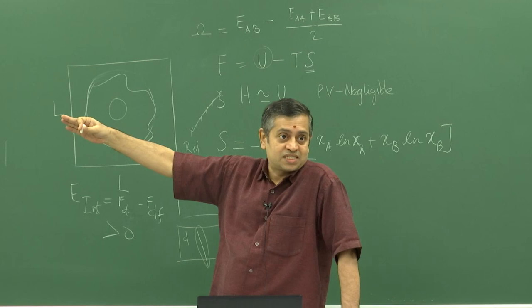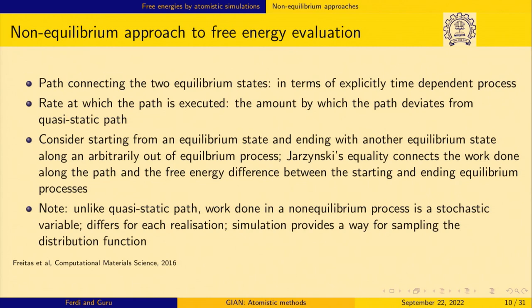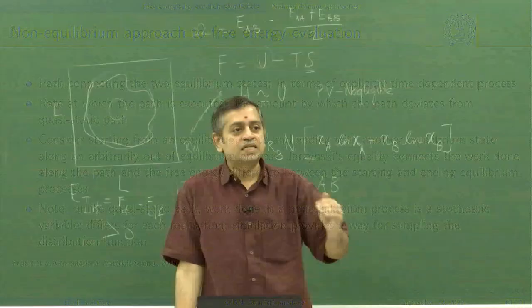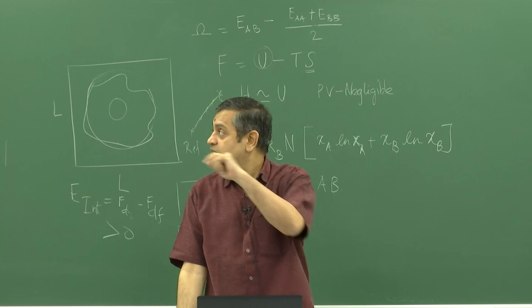Okay. So you start from an equilibrium state and you end in another equilibrium state along an arbitrarily out-of-equilibrium process. I haven't defined what my non-equilibrium process is, some non-equilibrium process I achieved. Then Jarzynski's equality connects the work done along the path and the free energy difference between the starting and ending states. I took a non-equilibrium path, what is the work done along the path, how is it related to the free energy difference between the two states? That is what Jarzynski's equality talks about.